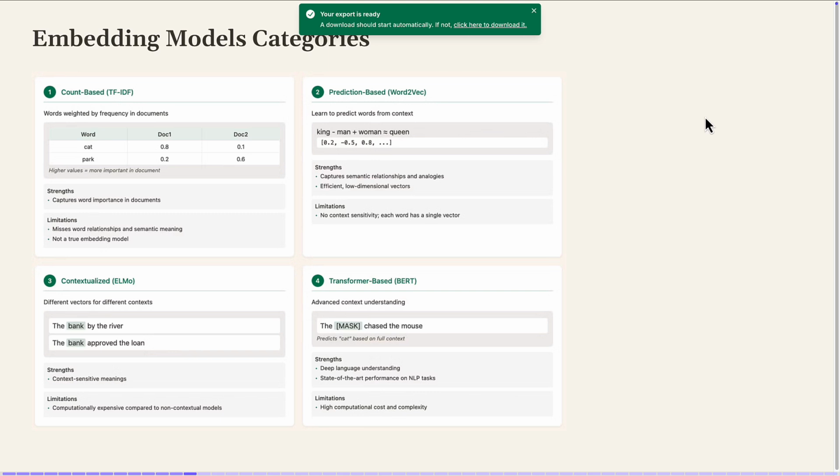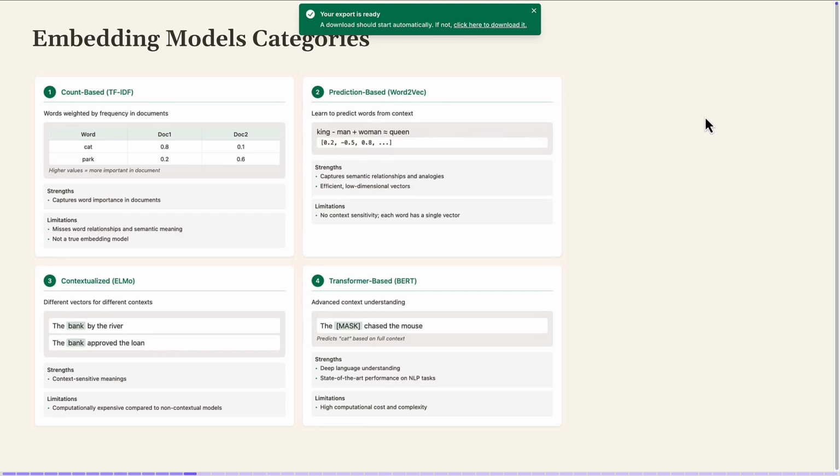And here, the focus in word2vec will be on the relationship between every pair of words. Okay? So it captures semantic relationships and analogies. It's efficient, and usually it is a low-dimensional vector. But it's not going to have any information about the word in its context.